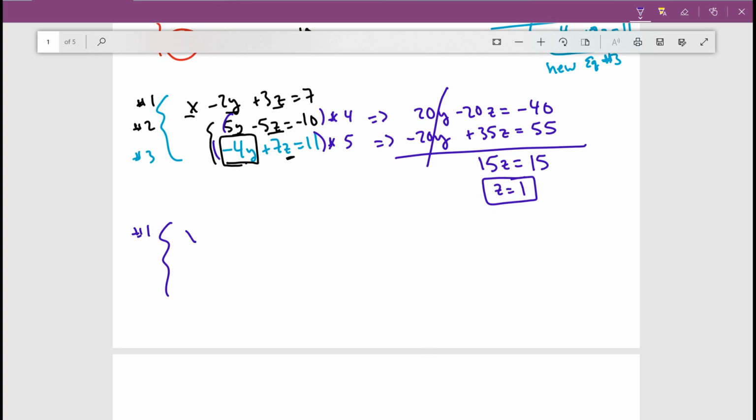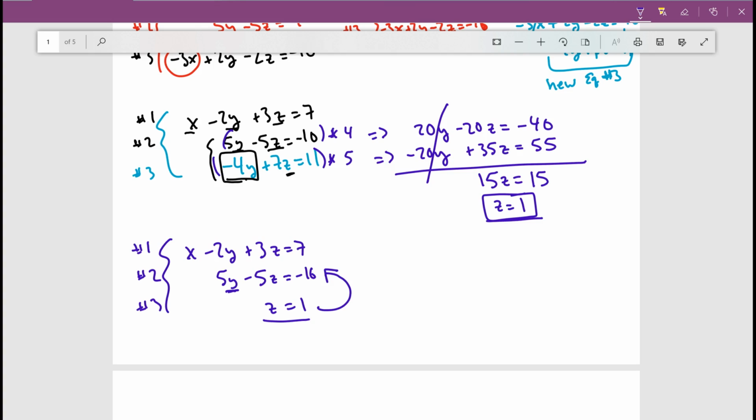Number 1, that was x minus 2y plus 3z equals 7. Number 2, that was 5y minus 5z equals negative 10. Number 3, that's going to be the new one that I got, z equals 1. So now that I know what z is, I can plug it here to solve for y. So you see what I did? Now I know what z is, I can solve for y. Once I know y, I can plug it here, and I can solve for x.